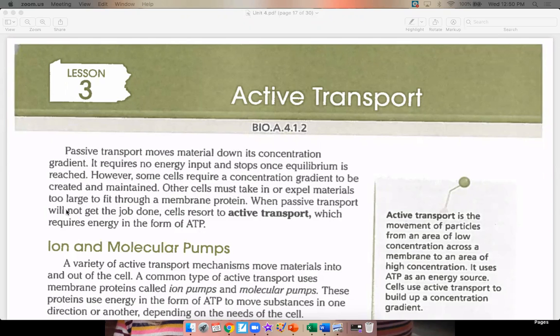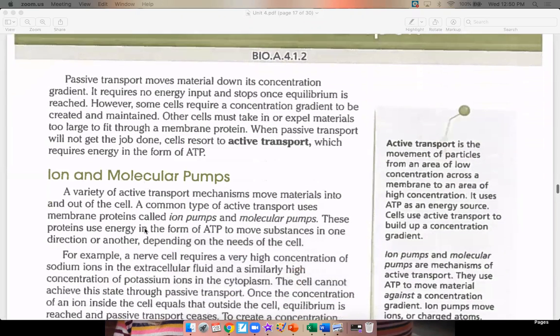When passive transport will not get the job done, cells resort to active transport, which requires energy in the form of ATP.